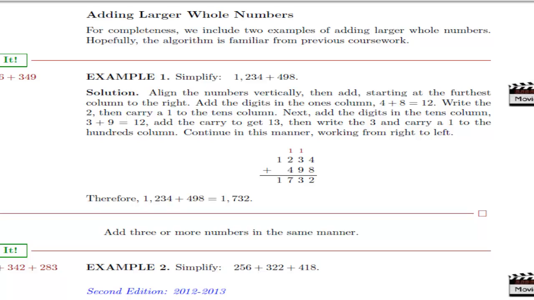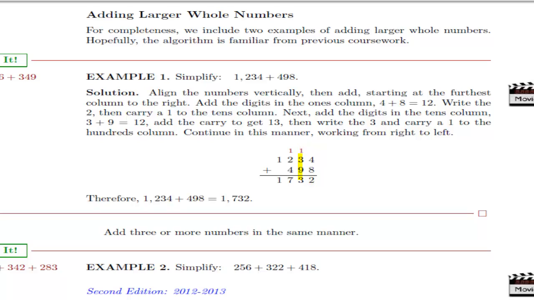Adding larger whole numbers. For completeness, we include 2 examples of adding larger whole numbers. Hopefully, the algorithm is familiar from previous coursework. Example 1. Simplify 1,234 plus 498. Solution. Align the numbers vertically, then add, starting at the furthest column to the right. Add the digits in the ones column. 4 plus 8 equals 12. Write the 2, then carry a 1 to the tens column.